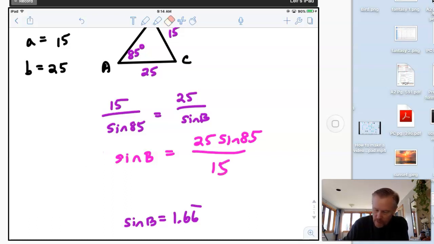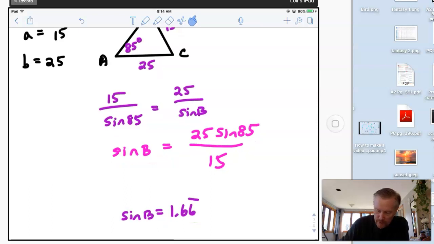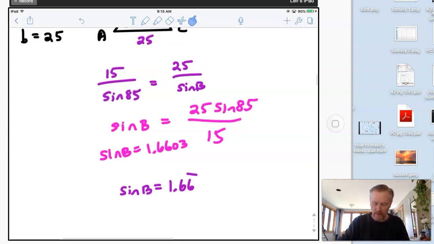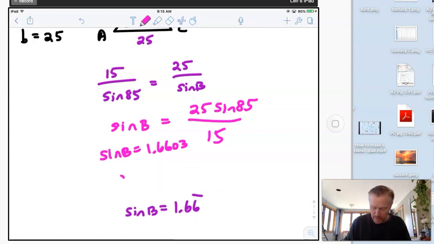So I'm going to erase that. And when you punch all that into your calculator, 85 sine times 25 divided by 15, you get this decimal. I get sine of B equals 1.6603. And then, of course, you'll flip those, do the inverse cosine. Sorry, the inverse sine, excuse me.